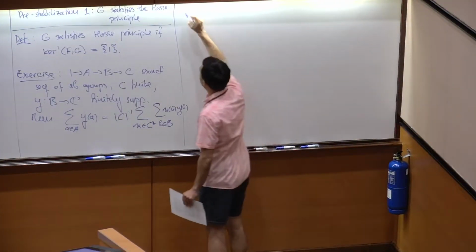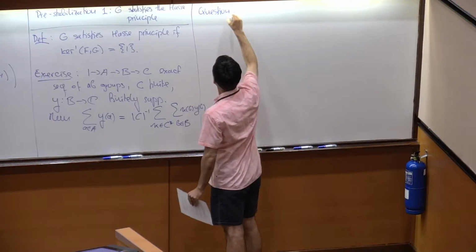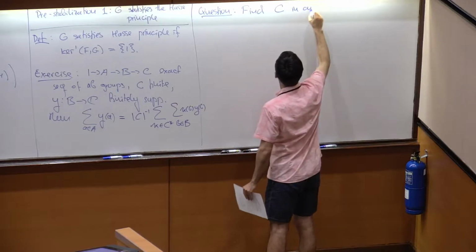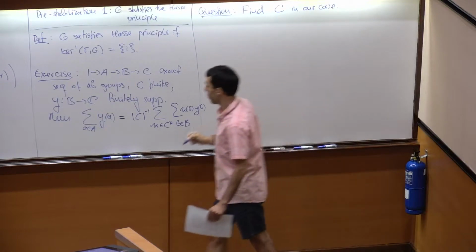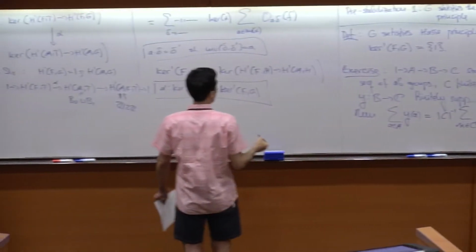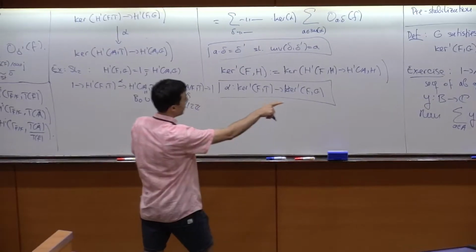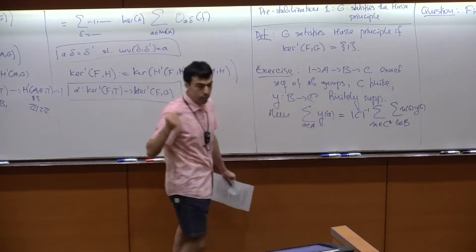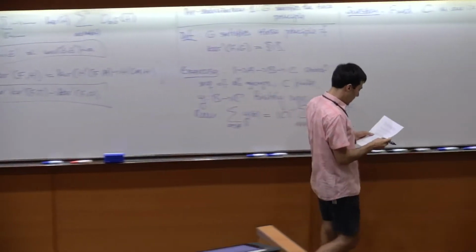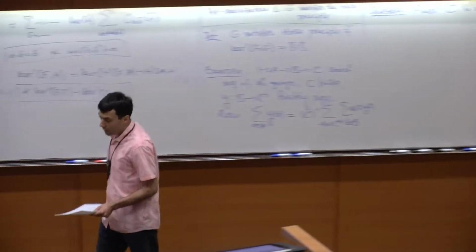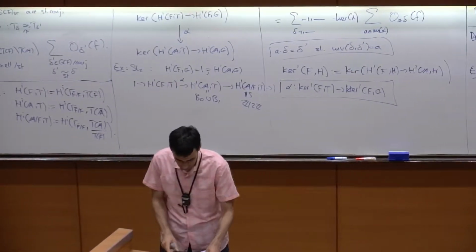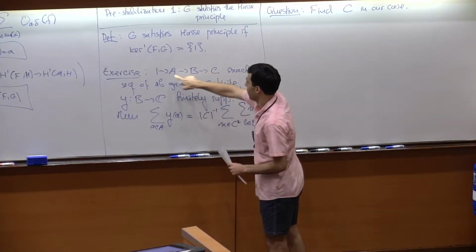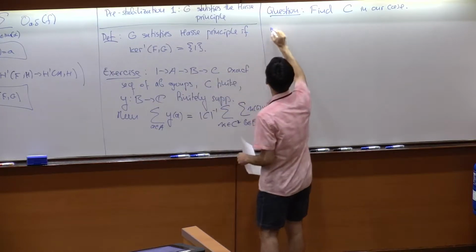So now the question is, find C in our case. What is our case? In our case, the map here is the map alpha, and we're replacing A by the image of alpha. When G satisfies the Hasse principle, it is going to be very easy to find C. But what is the condition? Of course, we need to have this sequence exact, so let me spell out the condition.